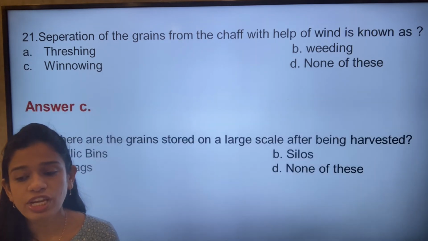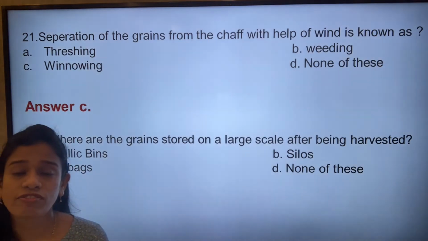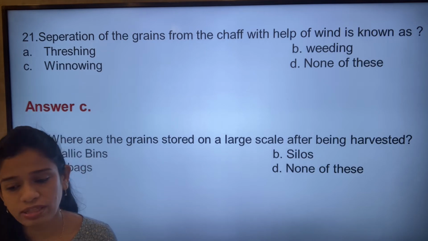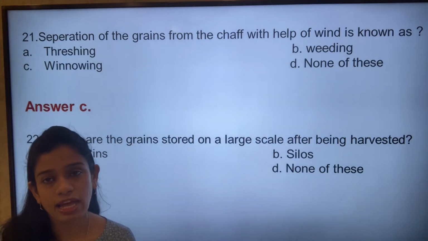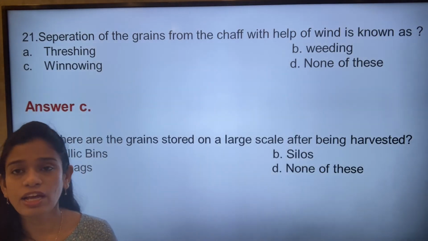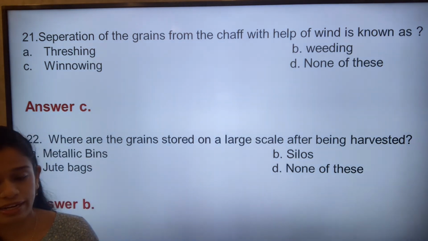The next question: where are the grains stored on a large scale after being harvested? Is it in the metallic bins, silos, jute bags, or none of these? It is the silos that are used for the large-scale storage of the grains. That is, option B is the correct answer.